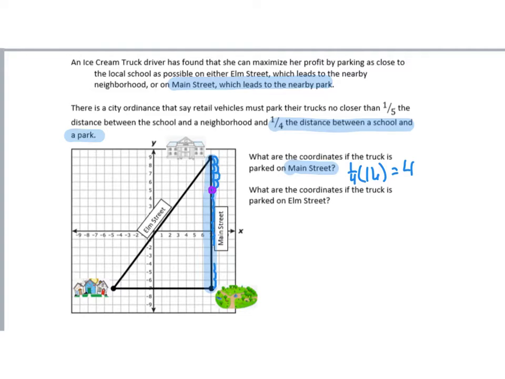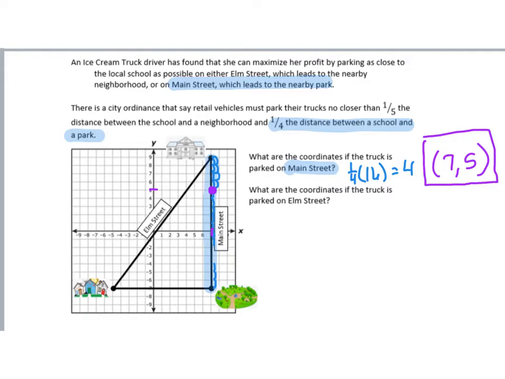and I'll end up parking my truck right here, which has an x value of 7 and a y value of 5. So the coordinates I would park at if I was going to park on Main Street would be 7, 5.